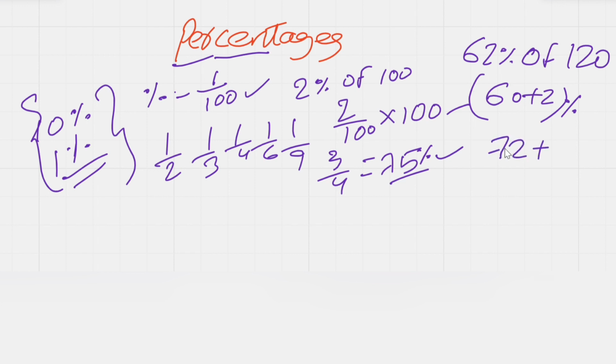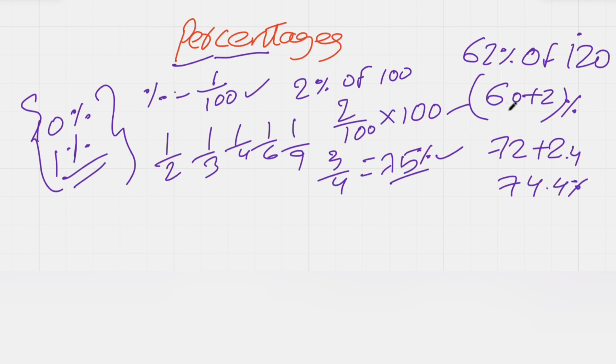72 plus the 2% value. From the right we need to move the decimal one place, so 1.2 is the value. So in 120, the 1% value is 1.2 and the 2% value is 2.4. So 62% of 120 is 74.4.